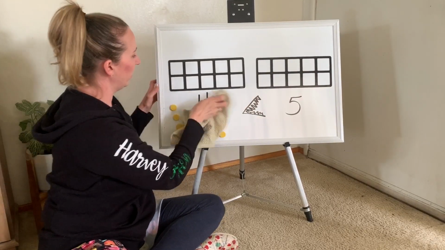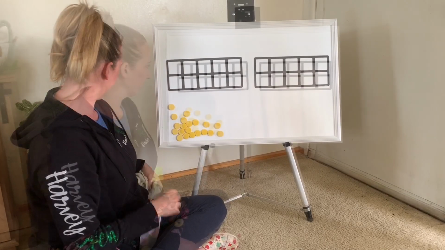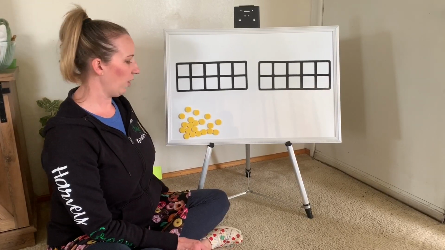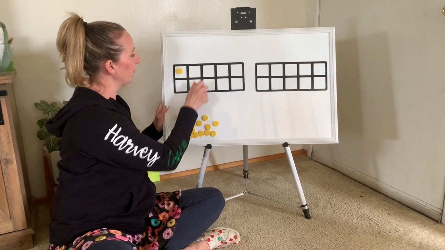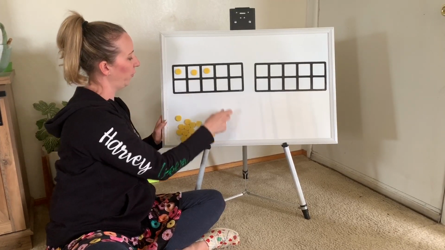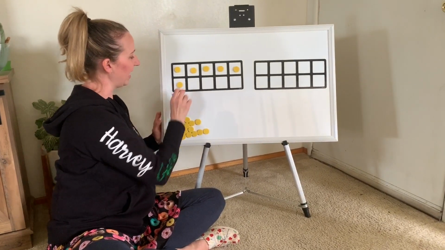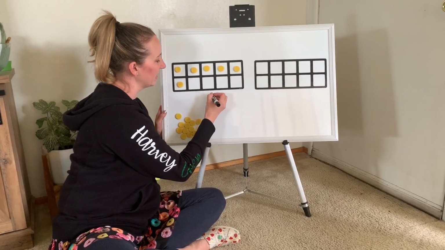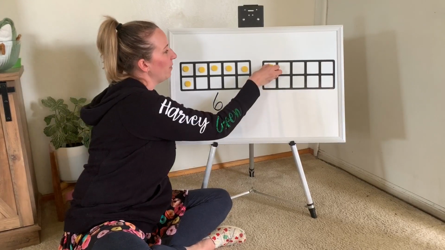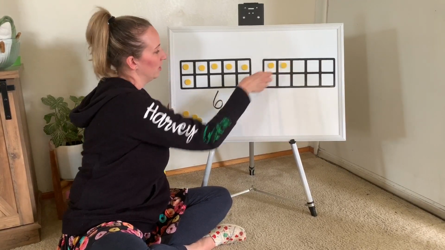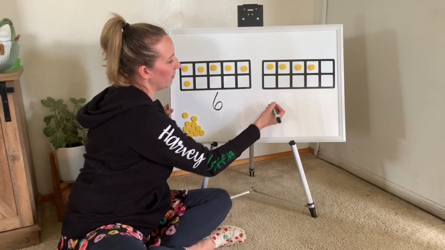Okay, just going to quickly erase this. All right, so now we're going to put 6 circles in the first 10 frame. 1, 2, 3, 4, 5, 6. And then I'm going to write the number 6. Then in this 10 frame, I'm going to put 4 dots. 1, 2, 3, 4. And I'm going to write the number 4.